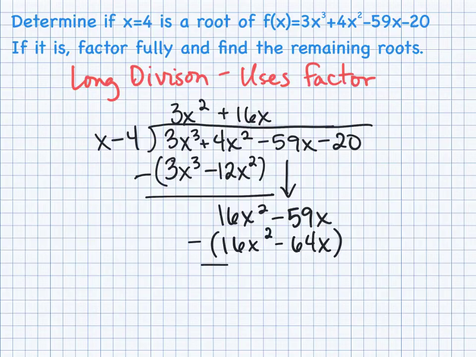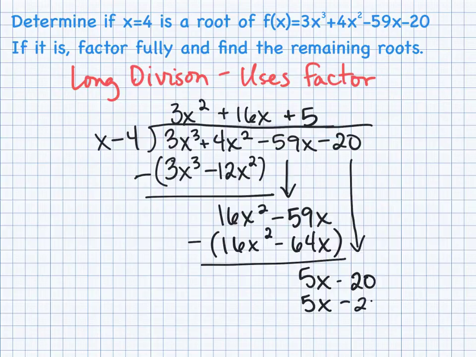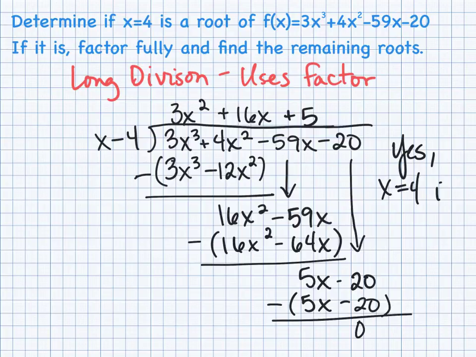So then we subtract again. Negative 59x minus a negative 64x is positive 5x, which should also look familiar from the previous page. Drop down the minus 20. x goes into 5x 5 times, so plus 5. So that's the factor part. Multiply again. 5 times x is 5x. 5 times negative 4 is negative 20. Subtract, and we get 0 for a remainder. So once again, we are confirming, yes, x equals 4 is a root.